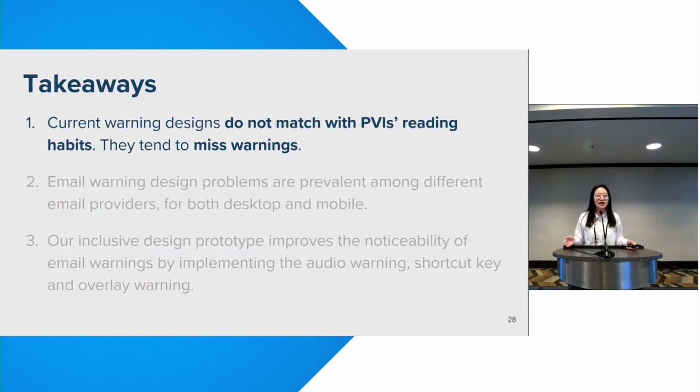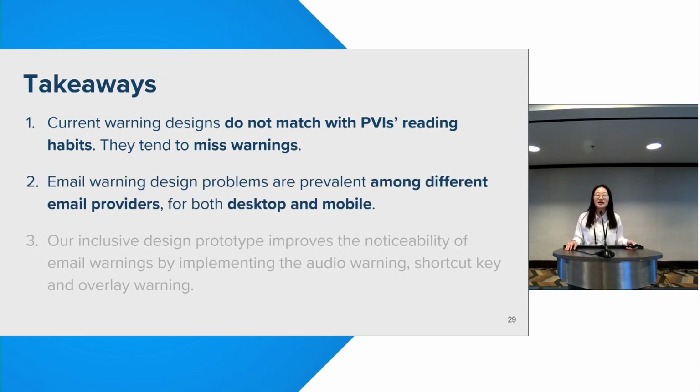So our study has three main takeaways. Firstly, people with hearing impairments tend to miss the Gmail warnings because the current designs do not align with their reading habits. Secondly, the email warning design problems are prevalent among different email providers. The same problem exists on both desktop and mobile versions.